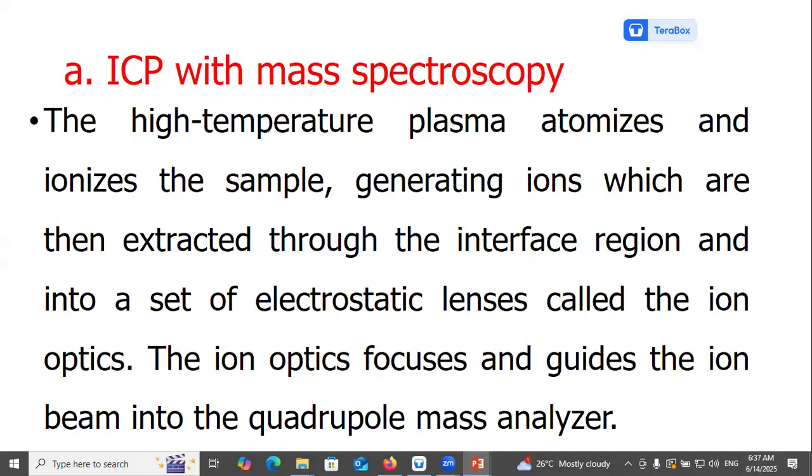ICP with mass spectroscopy. The high temperature plasma atomizes and ionizes the sample, generating ions, which are then extracted through the interface region and into a set of electrostatic lenses called the ion optics. The ion optics focus and guide the ion beam into the quadrupole mass analyzer.